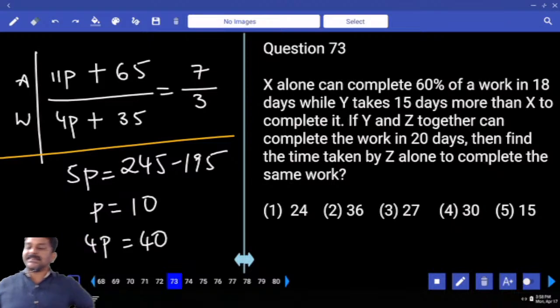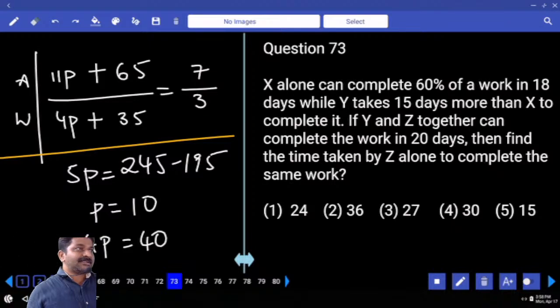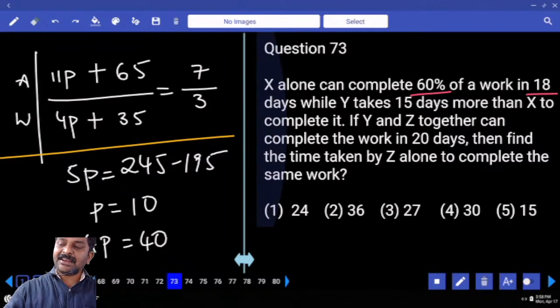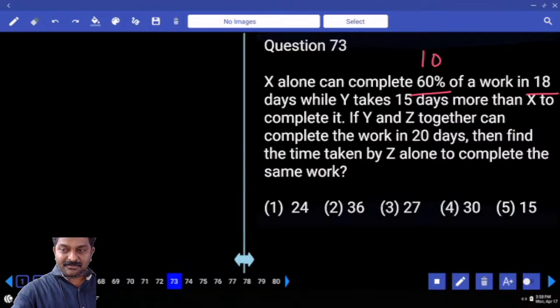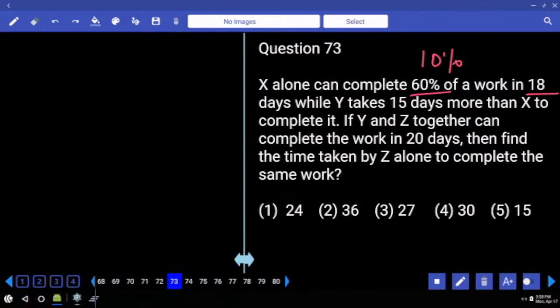X alone completes 60% of the work in 18 days. Total work in the sense 100% only. If 60% is done in 18 days, 10% can be done in how many days? How do you get 10% using 60%? Divide by 6, that is how we get 10. 10% is 18 divided by 6. Can you convert it to 100%? How?